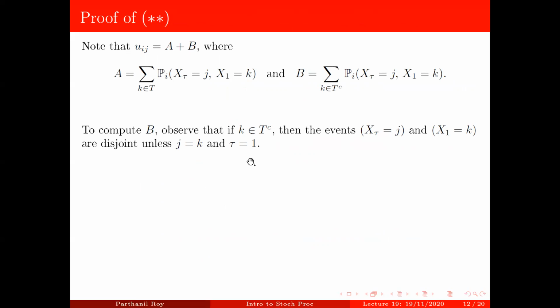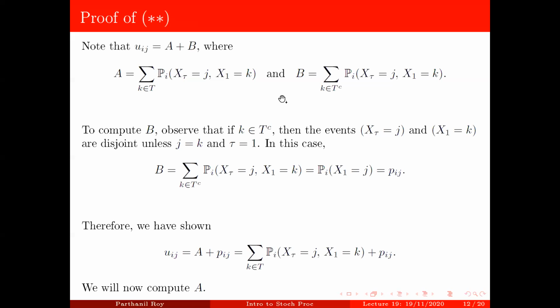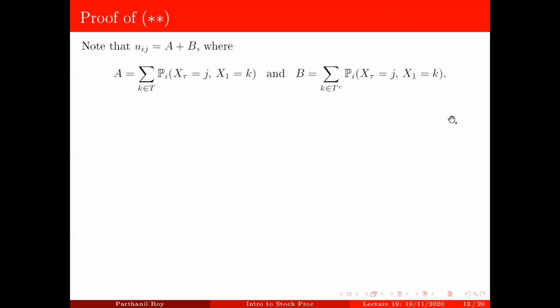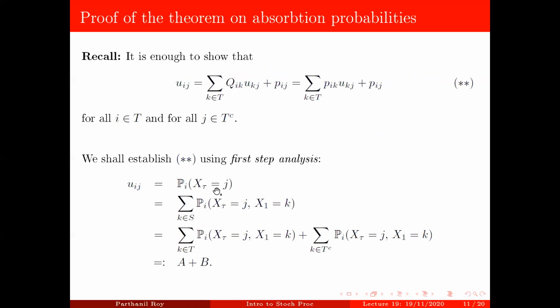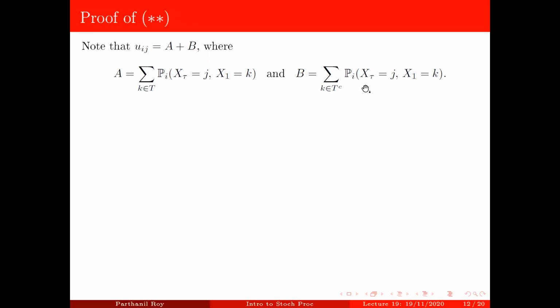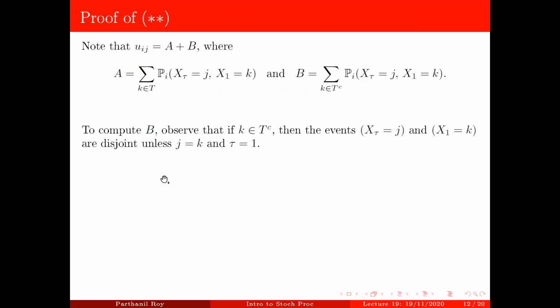This means the only possibility is that tau has to be 1. Remember, tau is the first time you hit a recurrent state. So these two together can happen only when tau is equal to 1 and j is equal to k. Otherwise, these two events will be disjoint, and this is not going to contribute. So B is a sum, but the only contribution will come from the case when k is equal to j. Remember, j is in T complement, so obviously j is one of the summands here, but that's the only one that will contribute. All the other ones will be zero because those two events cannot happen together.